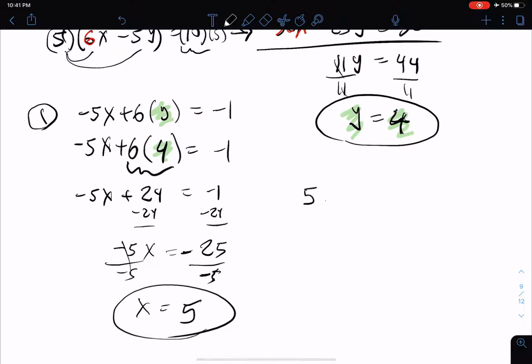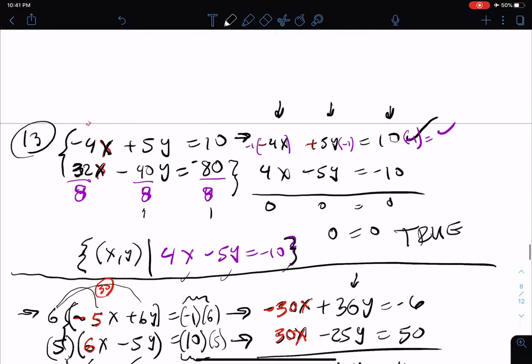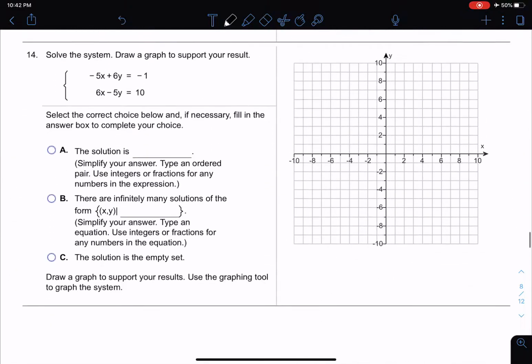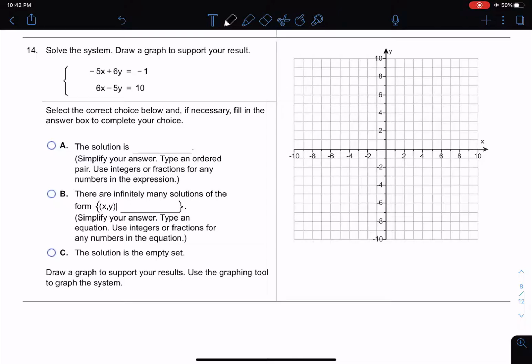We got 5 comma 4 using addition elimination. Let's go up here, 5 comma 4. Solution is, there's just one solution, 5 comma 4. See, you pick this when there's one solution, you pick this when there's infinitely many solutions, and you pick this when it's empty set, which means no solution. Okay, so we got one solution, so we've got to pick A.